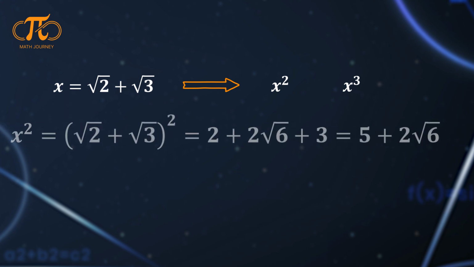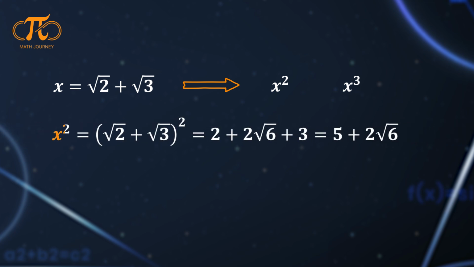Let's start with x squared. X squared equals square root of 2 plus square root of 3 squared. Expanding this, we get 2 plus 2 times square root of 6 plus 3, which simplifies to 5 plus 2 times square root of 6.